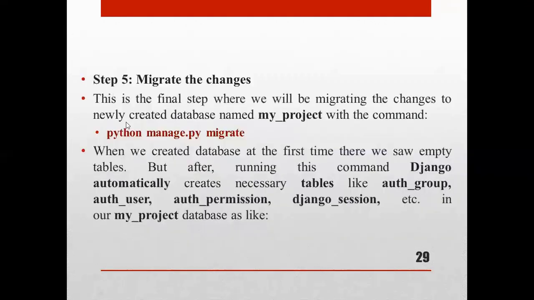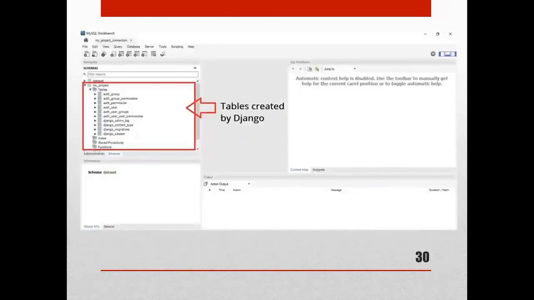After executing this python manage.py migrate, it will create some tables like here. These are the tables created by Django: auth group, permissions. Then user, auth user, user groups. These are all tables created in that database.